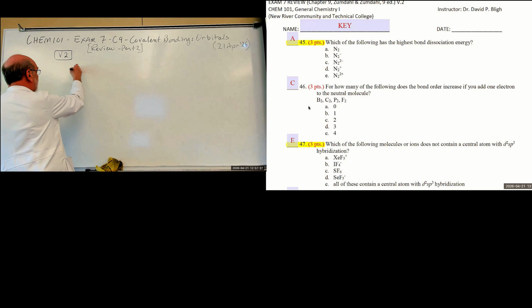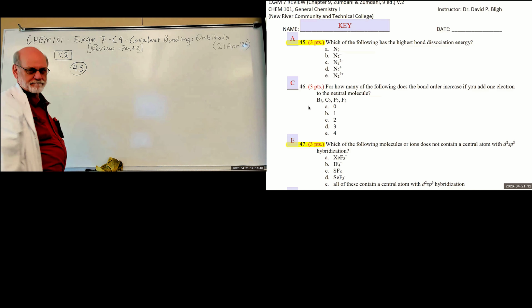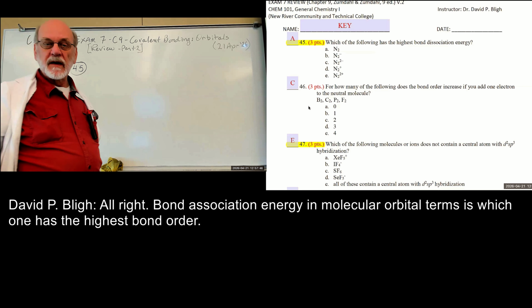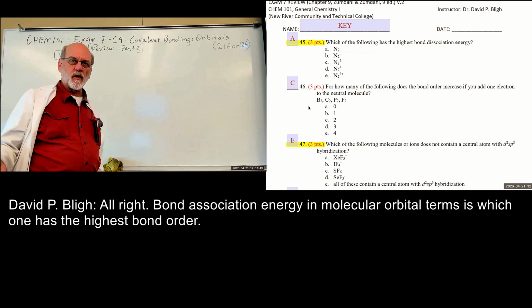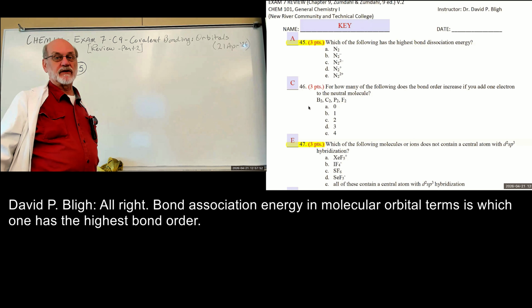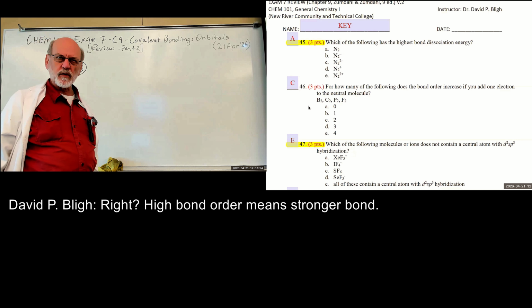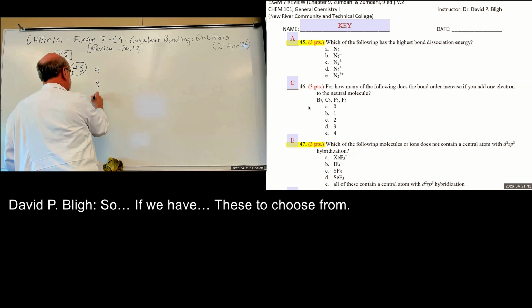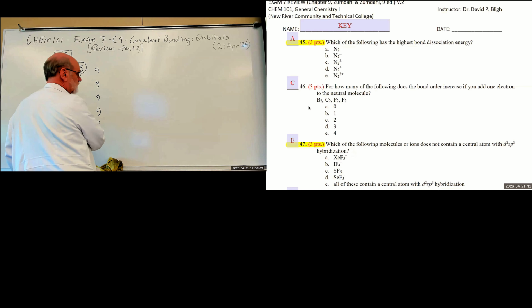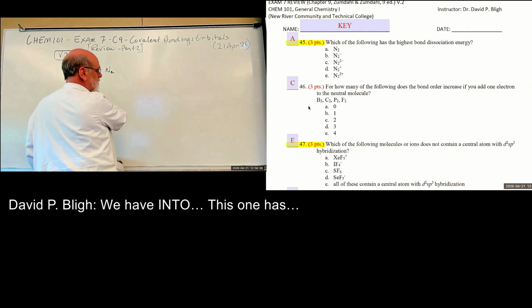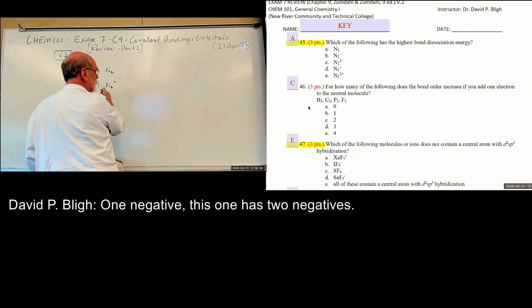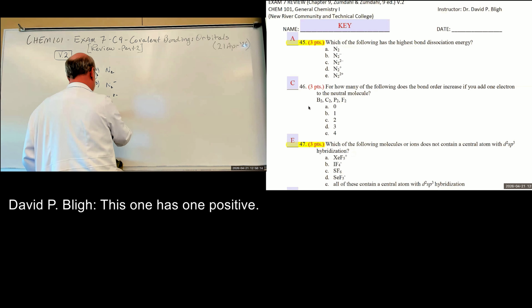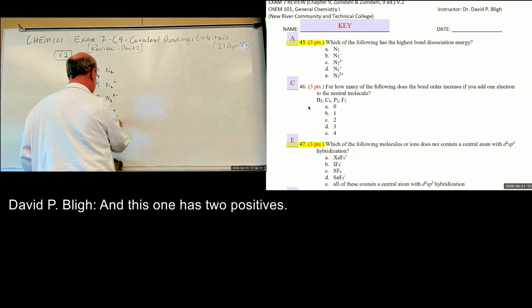Okay, 45. Which of the following has the highest bond dissociation energy? All right. Bond dissociation energy in molecular orbital terms is which one has the highest bond order. High bond order means stronger bond. So if we have these to choose from, we have N2. This one has 1 negative. This one has 2 negatives. This one has 1 positive. And this one has 2 positives.